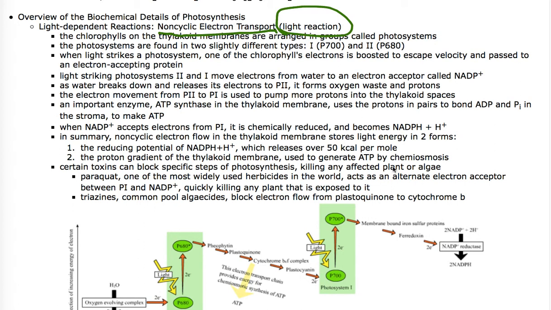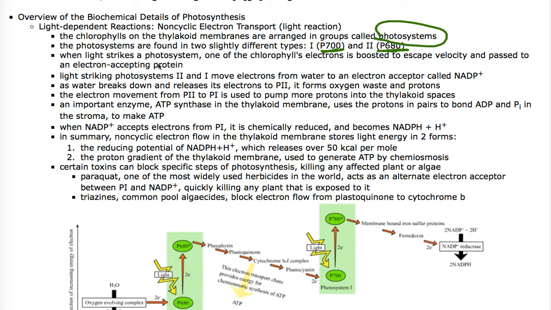It turns out the chlorophylls on the thylakoid membranes are arranged in groups, hundreds of molecules actually, kind of like photo dishes. These are called photosystems. There are 2 general flavors of photosystems in the chloroplast. Flavor 1 is P700 and flavor 2 is P680. Those are the 2 important ones in this story.